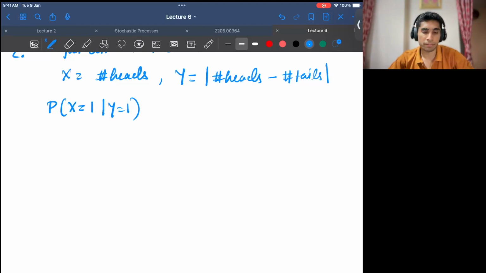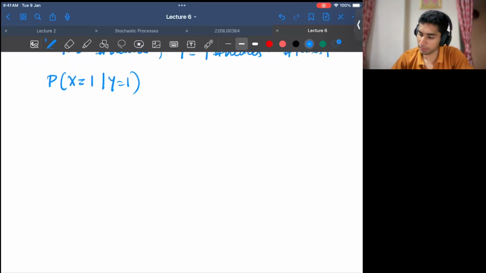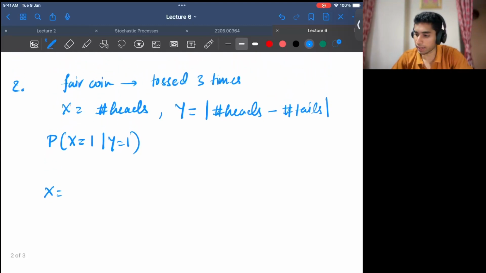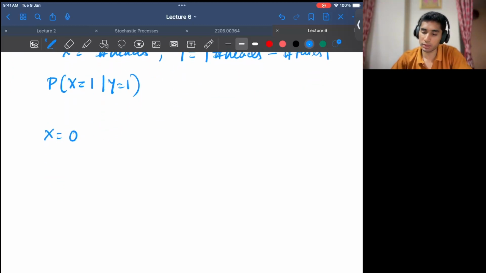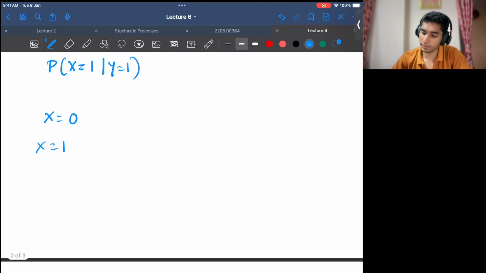Okay, so let's create a table of all possibilities. It's simple, nothing big. So what can be the value of x? The number of heads when a coin is tossed three times can be 0, so every time it's tail, or it could be equal to 1, or it could be equal to 2, or it could be equal to 3, right? Now what are the possible values of y?